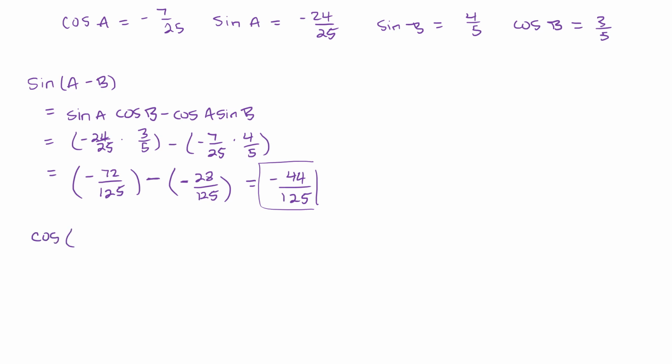Now let's find the cosine of A minus B. Our formula is cosine A times cosine B minus, oh, actually plus, because it's the opposite. So we're subtracting a negative, so it's actually positive. So plus sine A sine B.